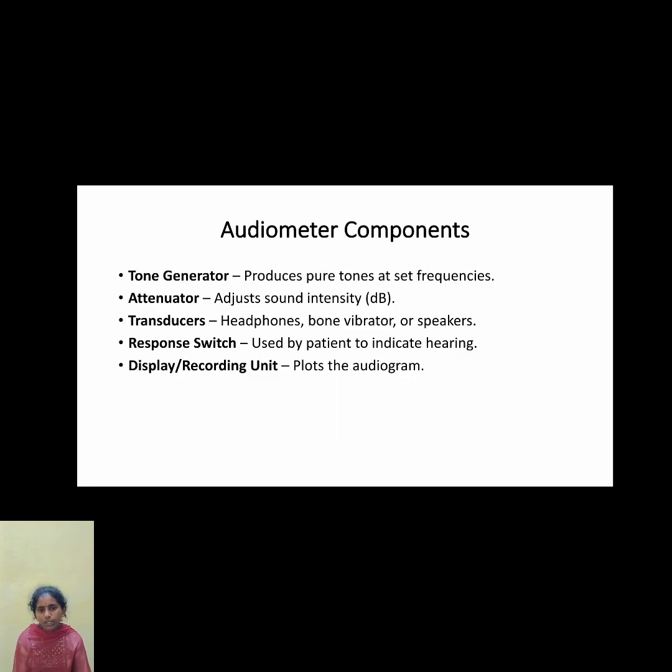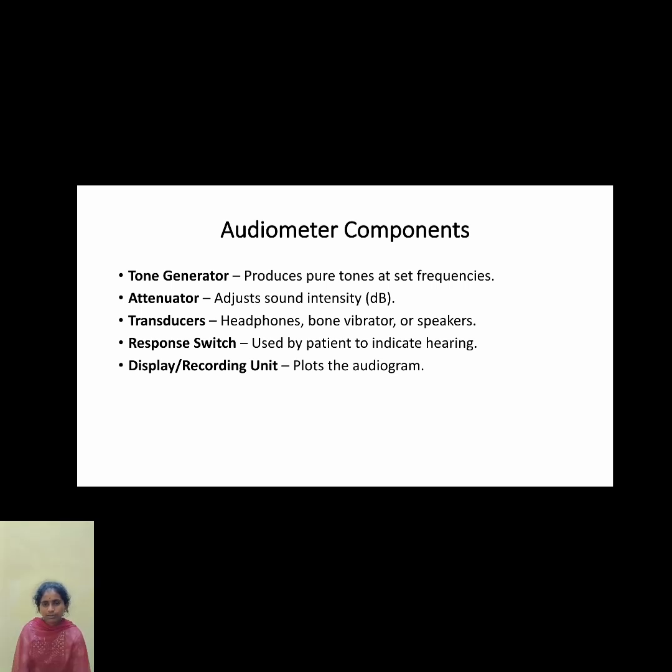Next, audiometer components. Audiometer components include a tone generator for producing sounds, an attenuator for adjusting sound intensity, a transducer like a headphone, bone vibrator, or speakers, a response switch for patient input, and a display unit that produces the audiogram. These components work together to measure hearing accurately.